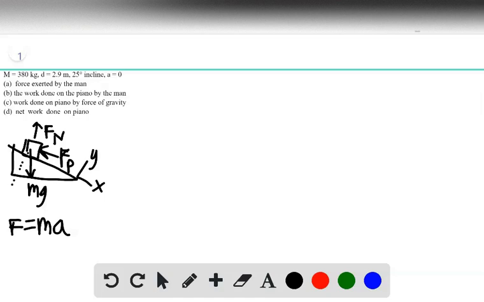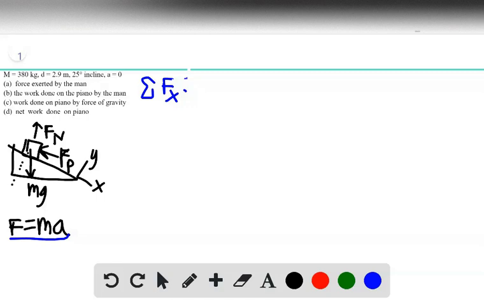You have the weight, the normal force, the force of the man pushing up the block, and it's always easier on inclines to set your axes so that the x-axis goes along the incline. So we're going to start this first part with using Newton's second law. The first part of the question asks us to solve for the force exerted by the man. So we can see that this force of the push is in the x direction, so we can start by summing forces in the x direction.